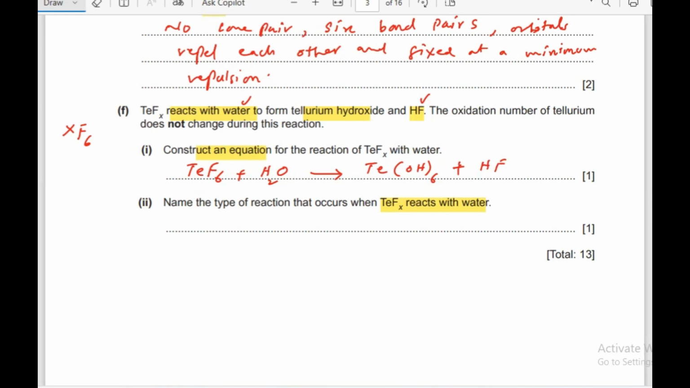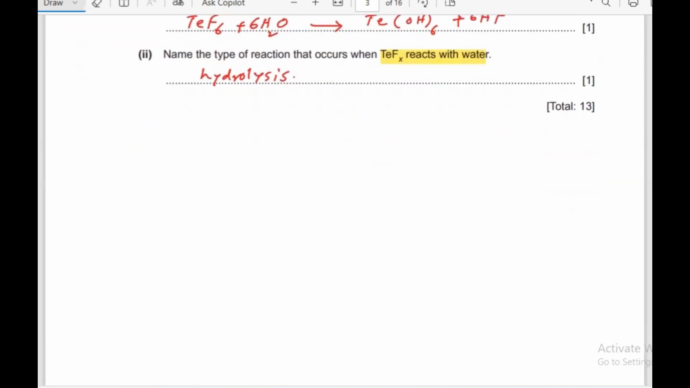we can put 6 here, and then 6, so 6, 6, 12, and the rest of the equation is balanced. Name the type of reaction that occurs when TeF6 reacts with water. This reaction is hydrolysis. So this is the first question of this paper.